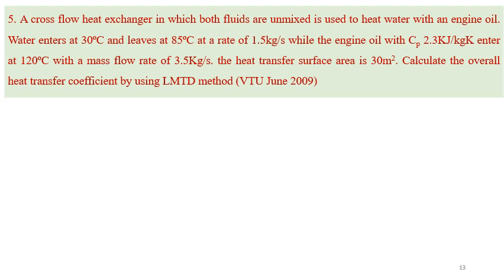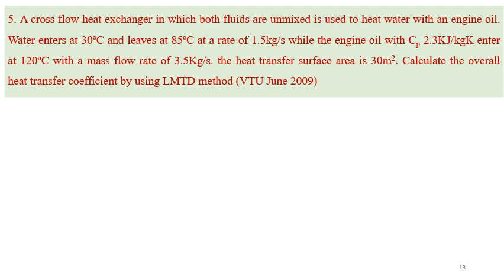So water enters at 30 degrees centigrade and leaves at 85 degrees centigrade. So the inlet temperature of water is given, and the mass flow rate of 1.5 kg per second is also given. But the engine oil with the Cp 2.3 kilojoule per kg Kelvin enters at 120 degrees centigrade, that is THI, with a mass flow rate of 3.5, mH is given. So heat transfer area A is given. So you have to calculate the overall heat transfer coefficient U.